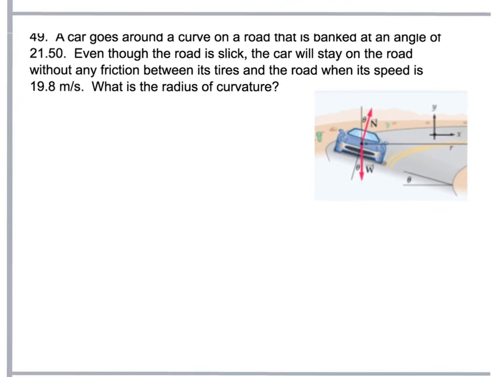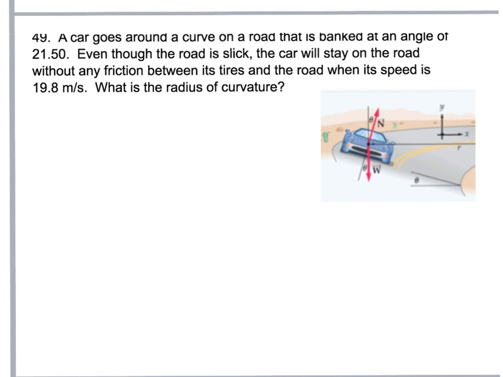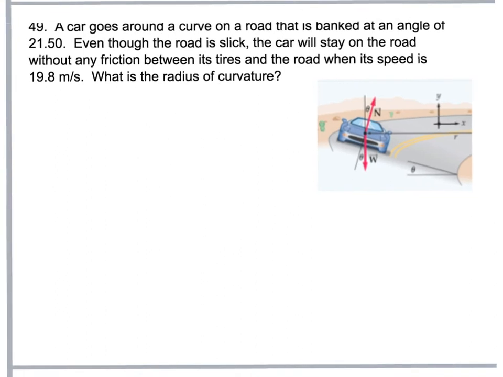So here we're going to solve this problem. A car is going around a curve on a road, and as the car is going around the road, we can tell right up here that we have a couple of right triangles. But let's take a look at that in a little bit more detail on how to best set this up.